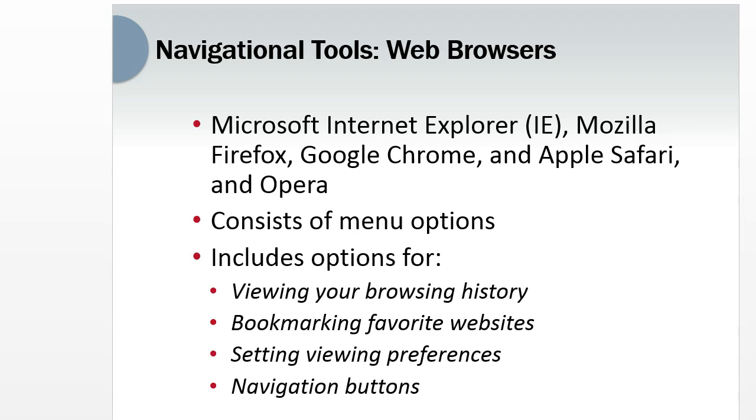Navigation tools are being used for web browsers. Microsoft Internet Explorer, Mozilla Firefox, Google Chrome, Apple Safari, and Opera are basically typical navigation tools that we use. These are the browsers that we might use to be able to look for something, and you can bookmark things in there, you can go back to the history to see what you have looked for, and you can use the navigation buttons to go back and forth.